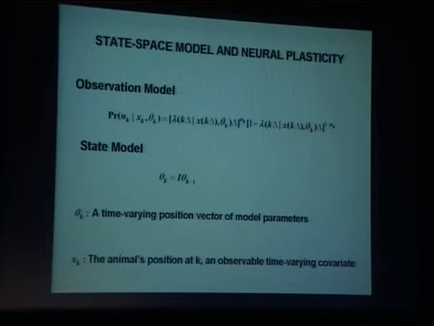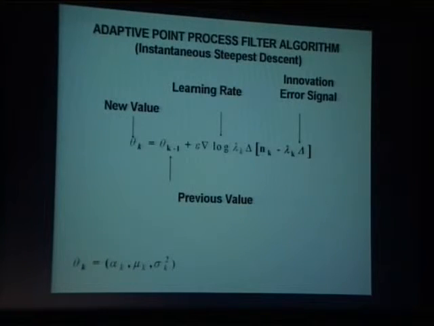Setting this up formally, just to show the consistency of the paradigm we've been using, there's an observation model, which I've written here as, again, a local Bernoulli model. And the state space model is trivially this simple deterministic update, theta k equals theta k minus 1, where we have a time-varying parameter which we're estimating, which is three-dimensional. And there's a covariate which goes along with it, which is the animal's position in the environment. You can write down a steepest descent algorithm for it. This was the purpose of that paper back in 2001, to show that you could write down a steepest descent algorithm for a point process.